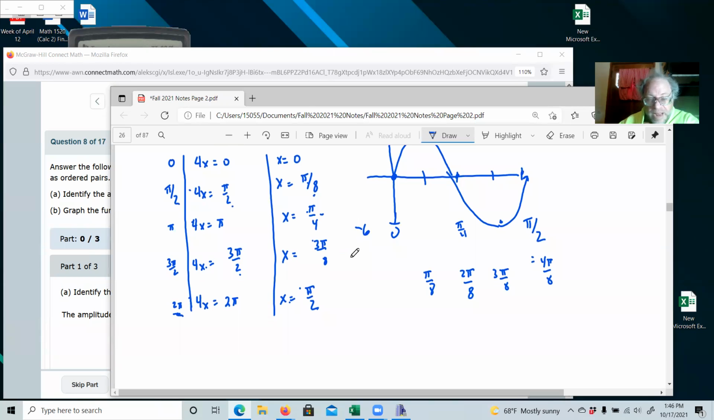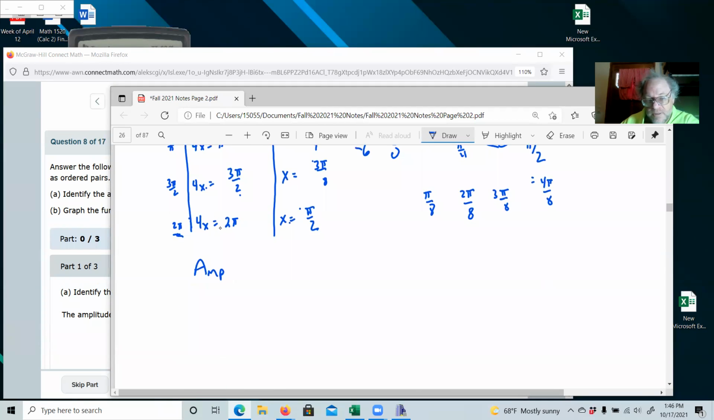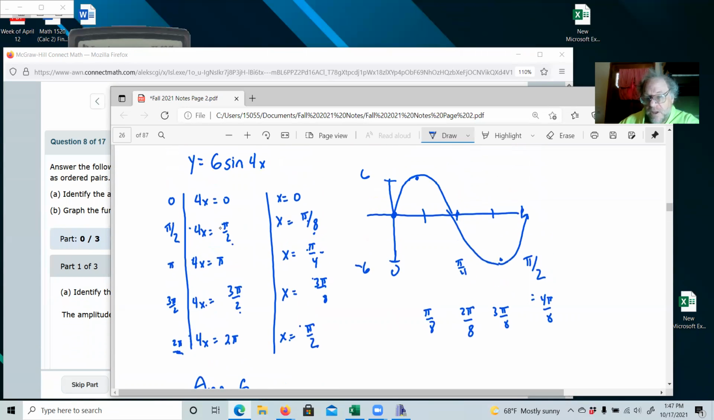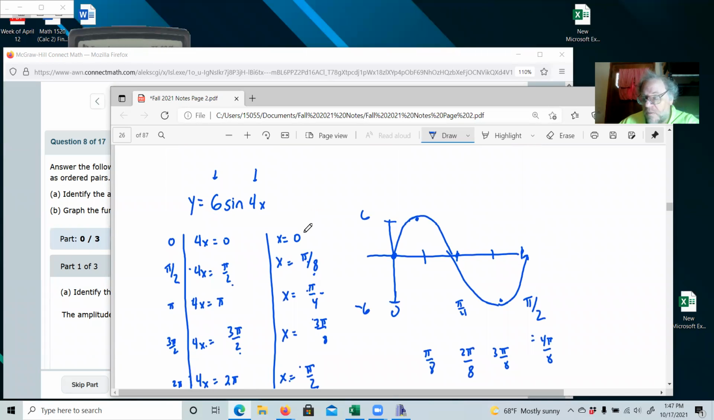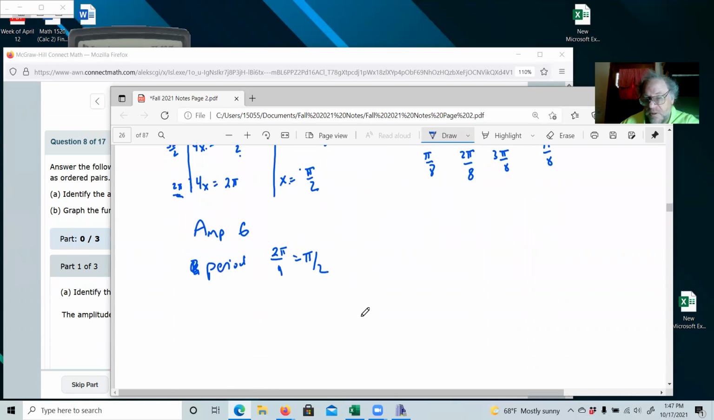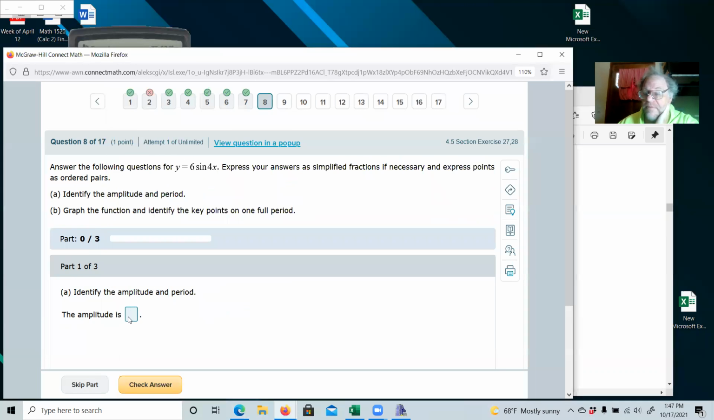But for now, what's our amplitude? Well, what's the number in front? Number in front, 6. What's our period? So we could say it's 2 pi over 4, because that's what our formula says, which means it's pi over 2. But maybe you forgot, we could say we're going to start at 0 and we're going to finish at pi over 2. So this is pi over 2 minus 0. So the period could also be found by subtracting the first and the last number, and getting it that way. So identify the amplitude and the period.